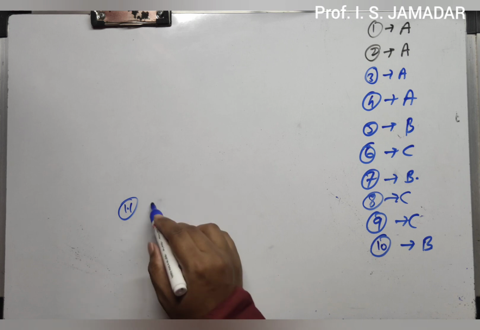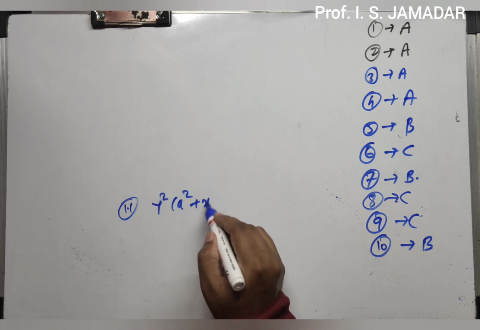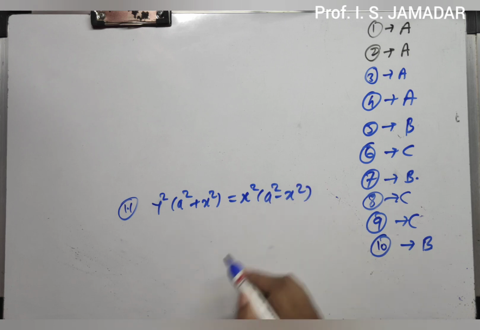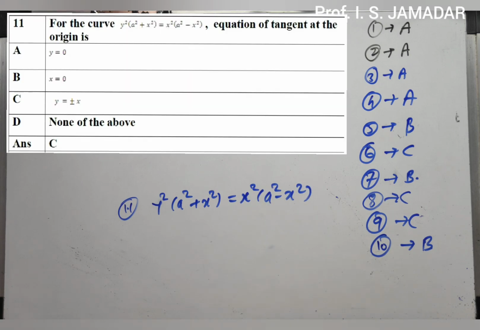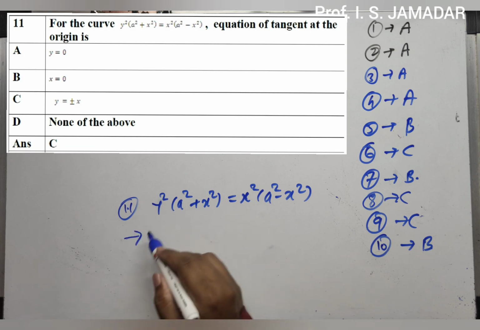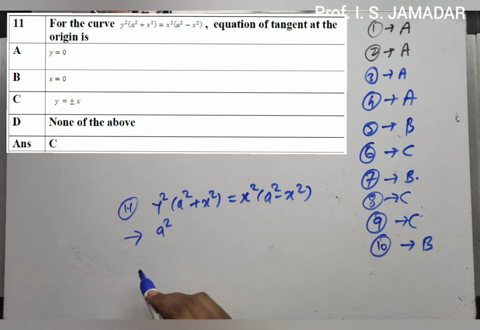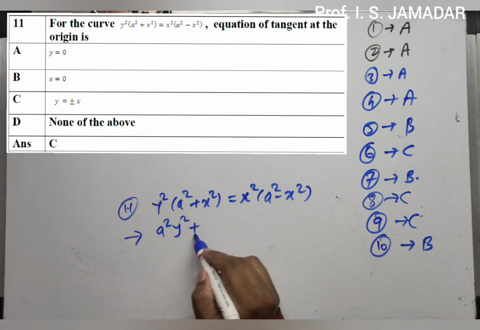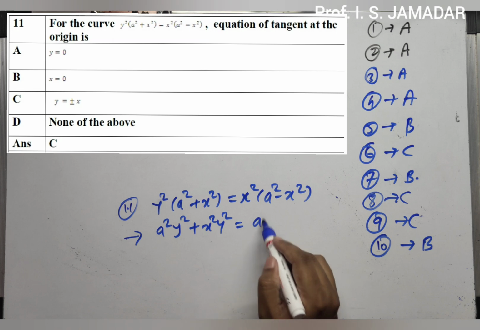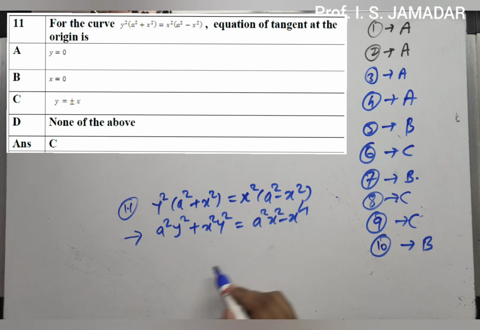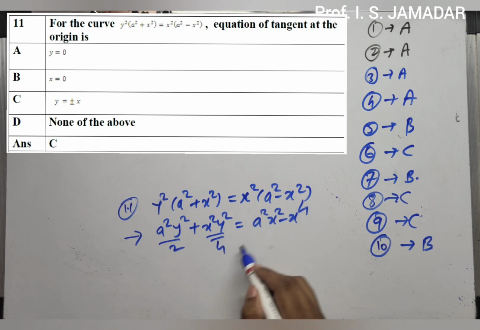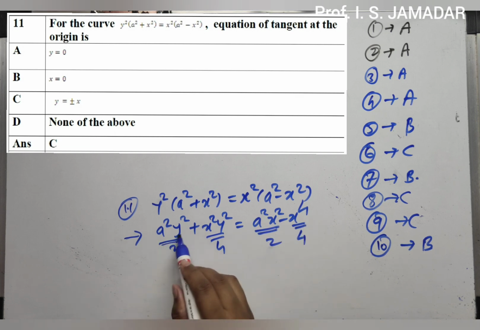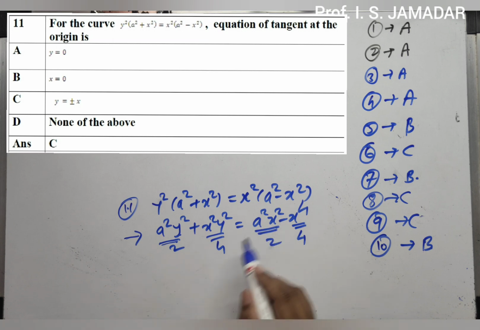For the curve y square into a square plus x square is equal to x square into a square minus x square, equation of tangent at origin is. So first of all do the multiplication to get the proper terms, least degree terms. So a square y square plus x square y square is equal to a square x square minus x raised to 4. This is degree 2, this is degree 4, this is degree 2, and this is degree 4. So least degree terms are a square y square and a square x square.